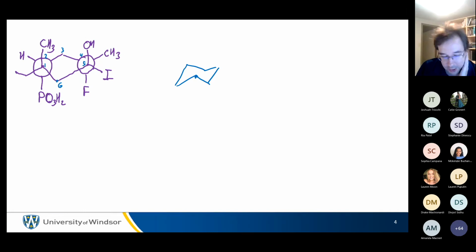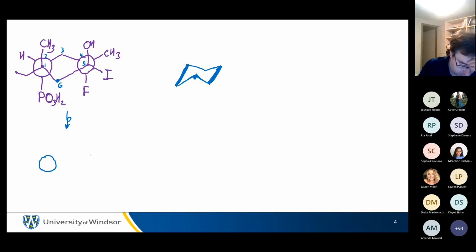What's the best way? Oh, you know what? I'm going to use this as an example of how to solve this problem. I want to look down, for example, these two bonds. The problem is I can't, because if I do that, this is up, this is down, that doesn't work. So what I can do is flip my Newman projection. I'm just going to rotate this.